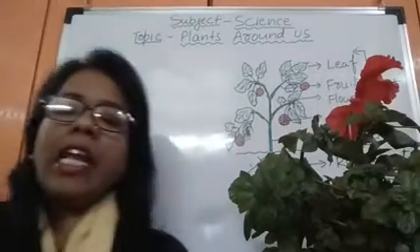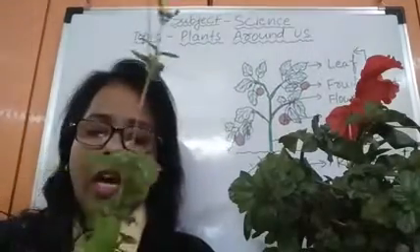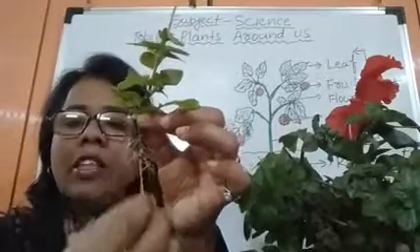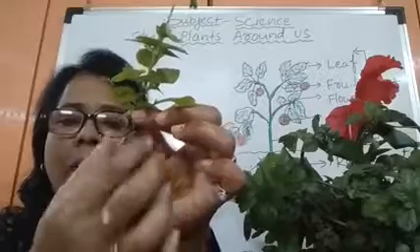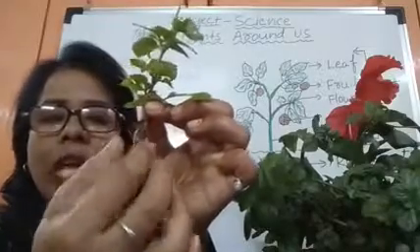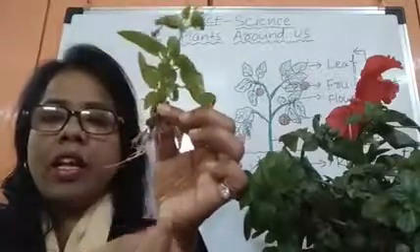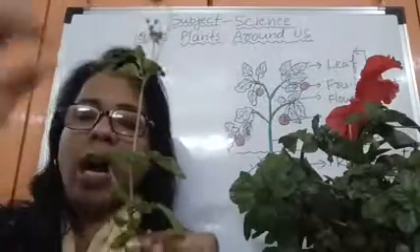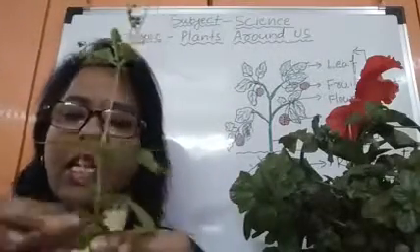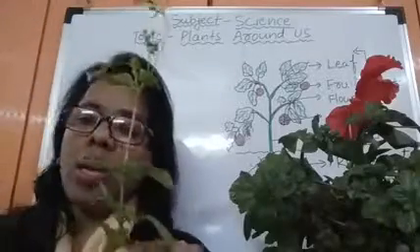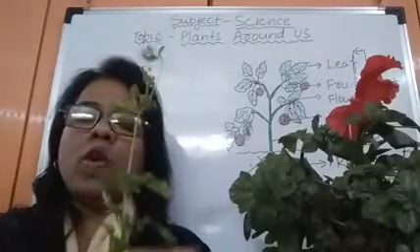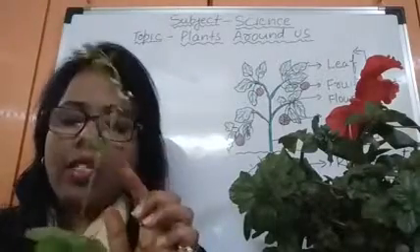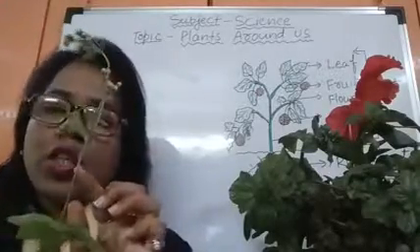Plants are basically divided into two parts. See, the part which is under the ground, below the ground, this part is called root. You can see the root here. And the part which is above the ground, that you can see easily, that part is called shoot. Fine. Root and shoot. A plant is basically divided into two parts, root and shoot.